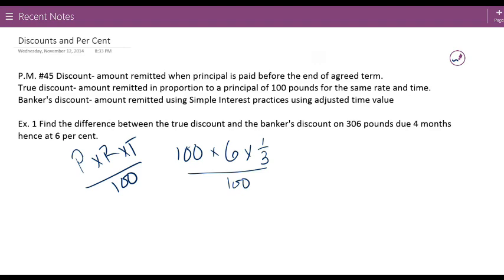When we multiply 6 times a third, we get 2. And then we multiply 2 times 100, get 200 divided by 100, and we get 2. So we would have our interest would be $2. Our interest plus our principal would end up as $102.